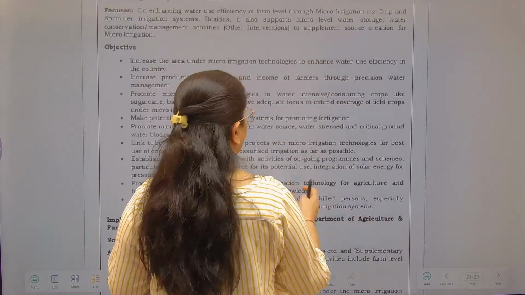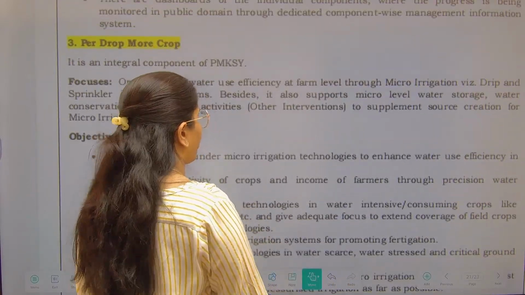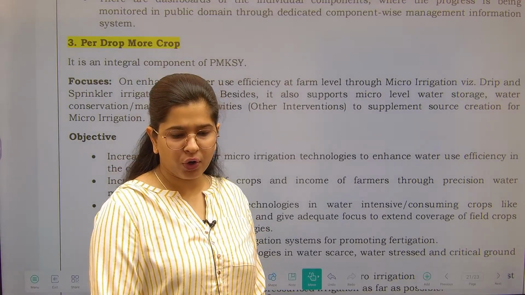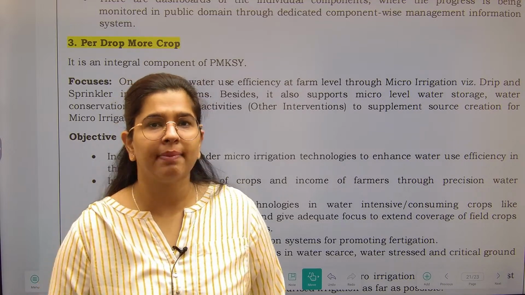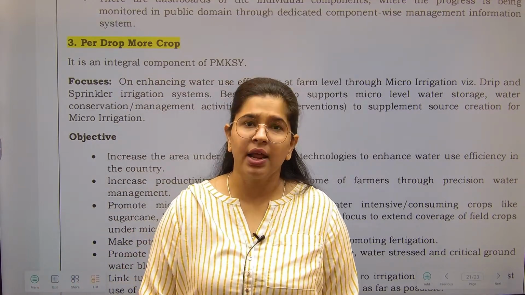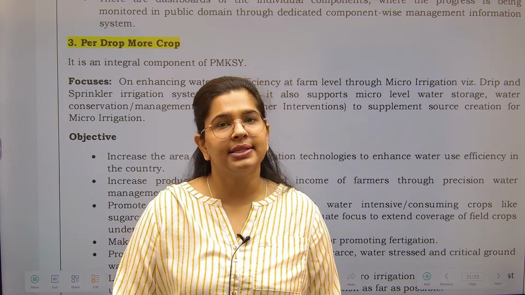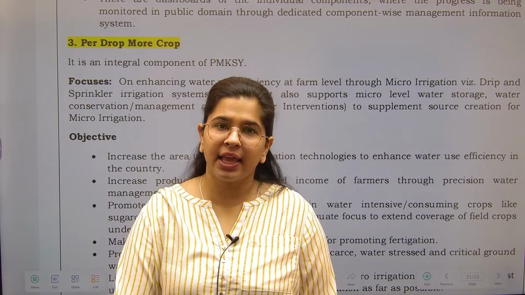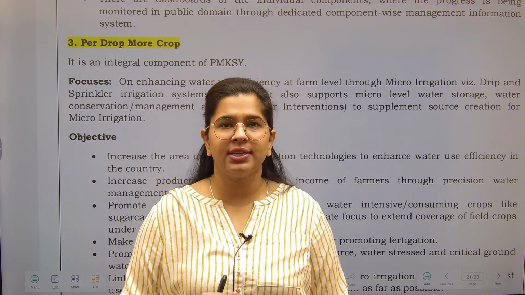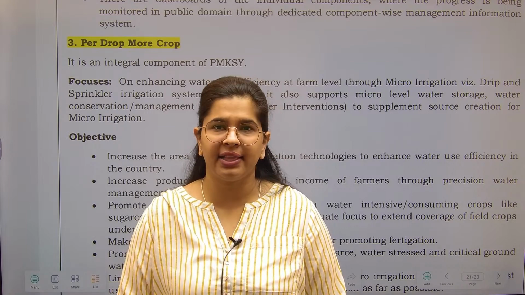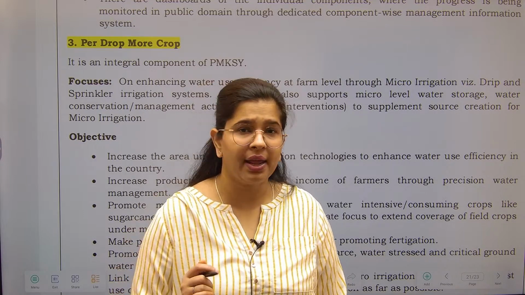Then we have the next component of this scheme, called Per Drop More Crop. Here, you want to establish sprinkler or micro irrigation related things, right? You want water efficiency, you do not want to waste water, and at the same time you want irrigation at the highest efficiency level. The only thing you need to understand here again is the funding and other financial components, and monitoring related components; otherwise everything can be understood by you.